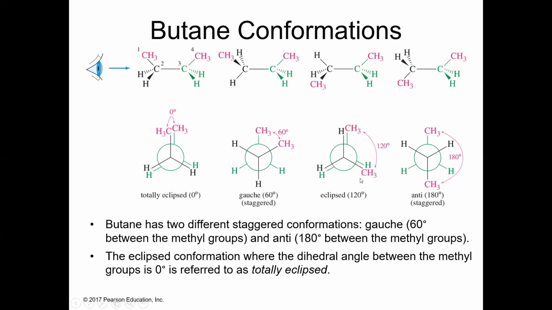We have actually 2 different eclipsed forms. We have one that is totally eclipsed. This is the least stable, where these methyls are lined up exactly. The other eclipsed is where we have a methyl and a hydrogen lined up. And then if the methyls are 60 degrees apart, this is called gauche. And if the methyls are as far apart as they can get, this is called anti. Anti is the lowest energy, totally eclipsed is the highest.